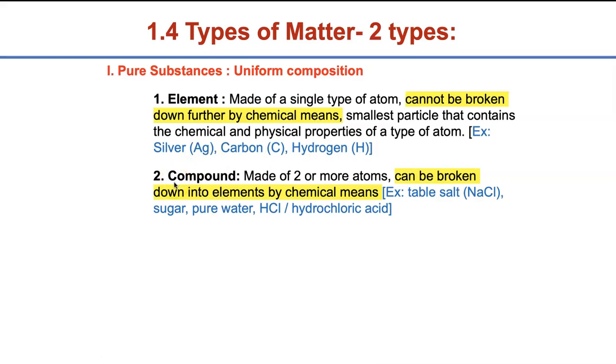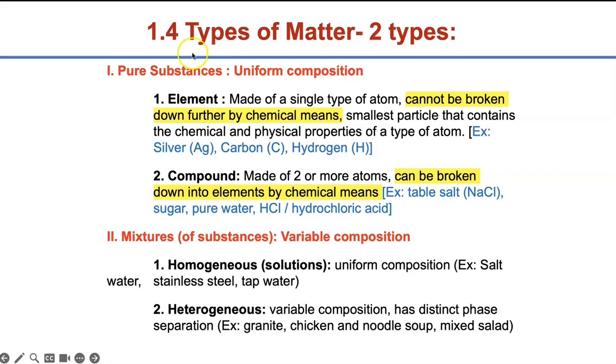Number 2, compounds. They are made up of 2 or more atoms. They can be broken down into elements using chemical means. Examples: table salt made of sodium and chlorine, sugar made out of carbon, hydrogen, and oxygen, pure water made out of oxygen and hydrogen, stomach acid or hydrochloric acid are made out of hydrogen and chlorine.